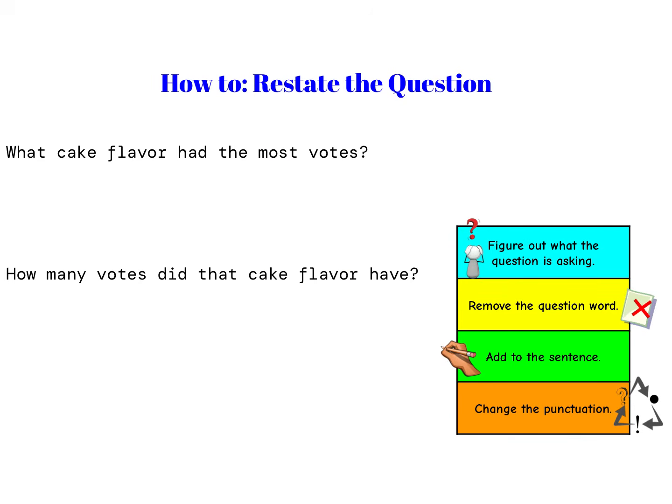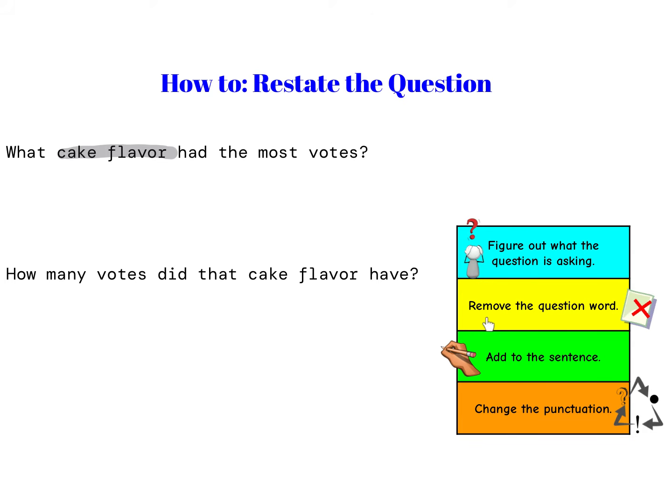Now let's look at some examples. First, we have the question, what cake flavor had the most votes? Now, according to my chart, the first thing I need to do is figure out what the question is asking. I think this question is asking me to pick a cake flavor that has more votes than any other cake flavor. So I know that my answer to this question is going to be about the cake flavor. This is really important in this question, the cake flavor.